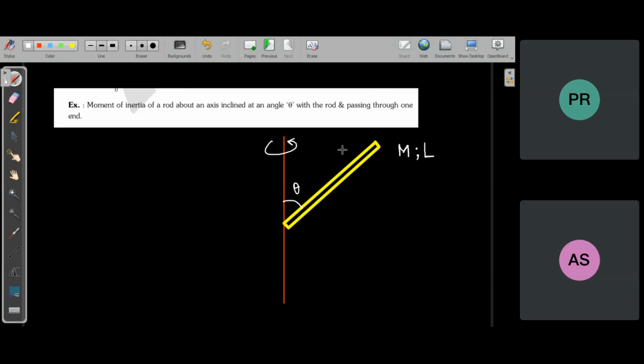Try this. Is the screen visible to you? Yes, sir, it is visible, sir. Okay, try this. Find the moment of inertia of this.